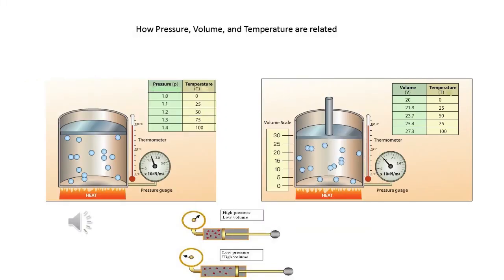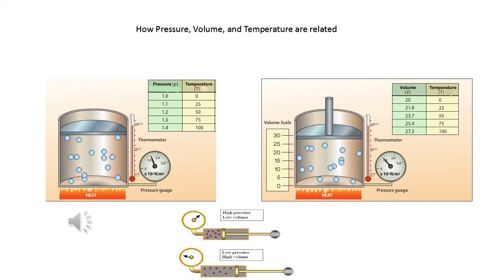Temperature, pressure, and volume are all related. Temperature and pressure are directly proportional to each other. What that means, if temperature increases, so does the pressure. If the temperature decreases, the pressure will decrease also.